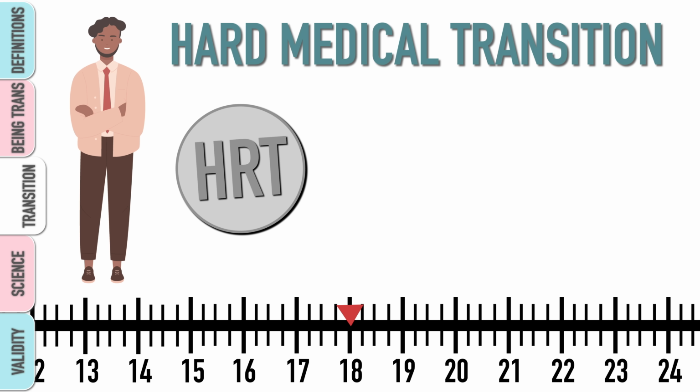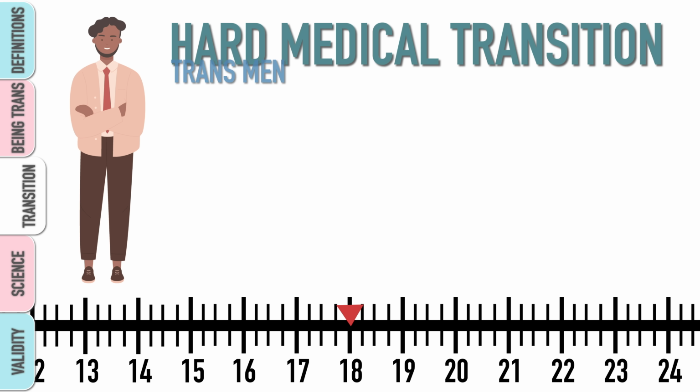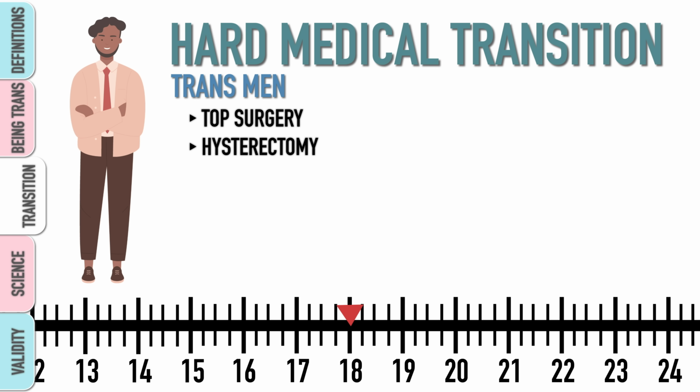They must have been on hormone therapy for a minimum of a year and get consent from their doctors and licensed psychiatrist. For men, they can consider top surgery to remove their breast, hysterectomies to remove their female reproductive organs, phalloplasty to construct a penis using skin taken from other parts of the body, typically your thigh, and metoidioplasty to make your clitoris work more like a penis.